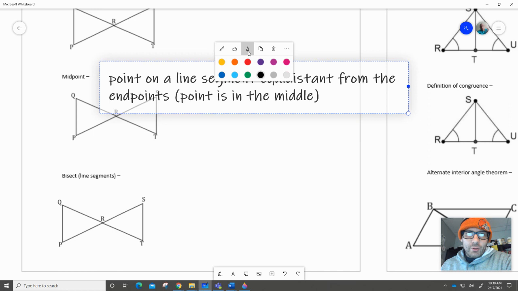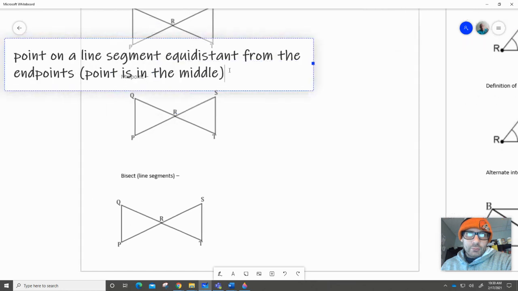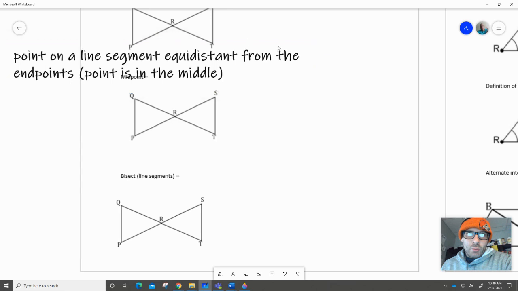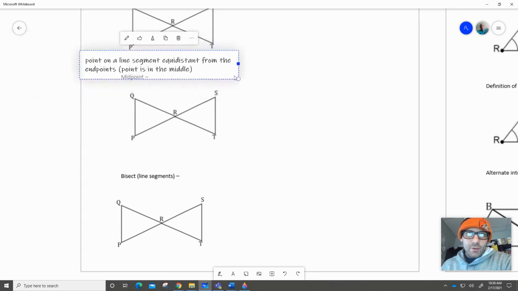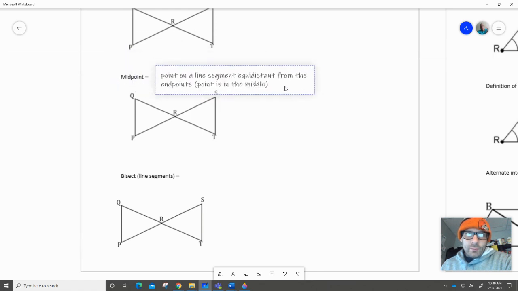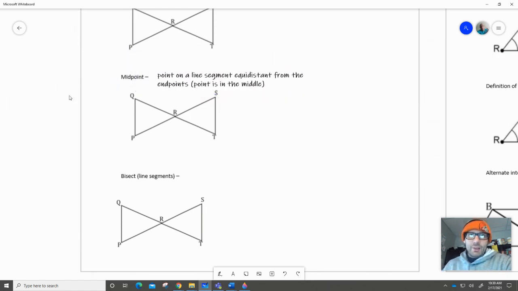A little bit smaller, I apologize for that. Midpoint: it's a point on a line segment equidistant from the endpoints. The point is in the middle.